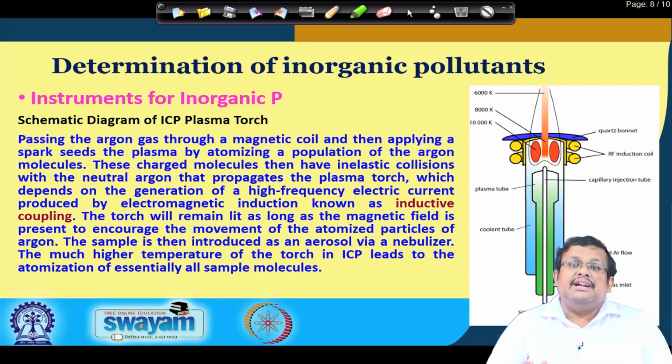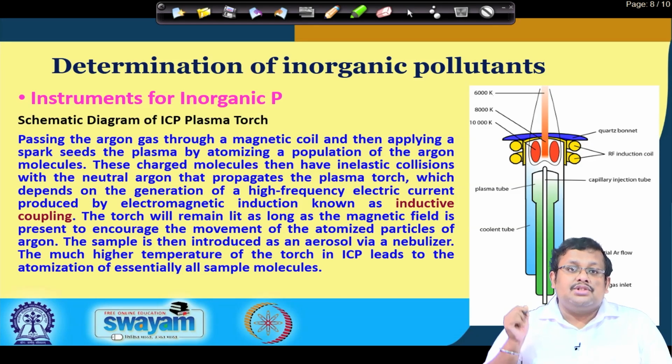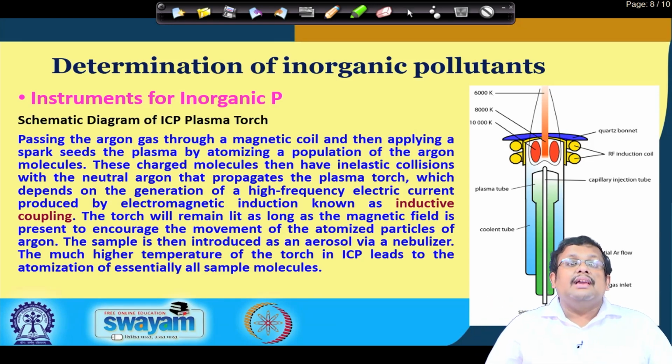This plasma is generated by inductive coupling. Now, the torch will remain lit as long as the magnetic field is present to encourage the movement of the atomized particles of the argon. As soon as it is switched off, the torch will not be working anymore.